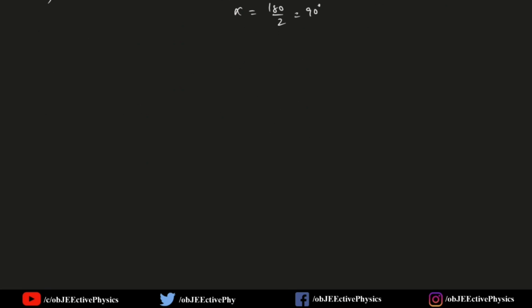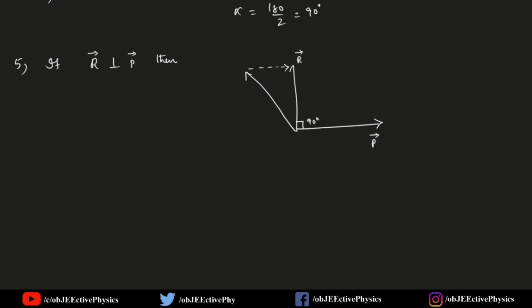And next, fifth point. If R bar is perpendicular to P bar, the resultant of two vectors is perpendicular to the first vector, or perpendicular to any one vector. Then the angle between the two vectors becomes more than 90. So let us assume it is Q bar. The angle between these two is 90 plus phi, that is equal to theta.